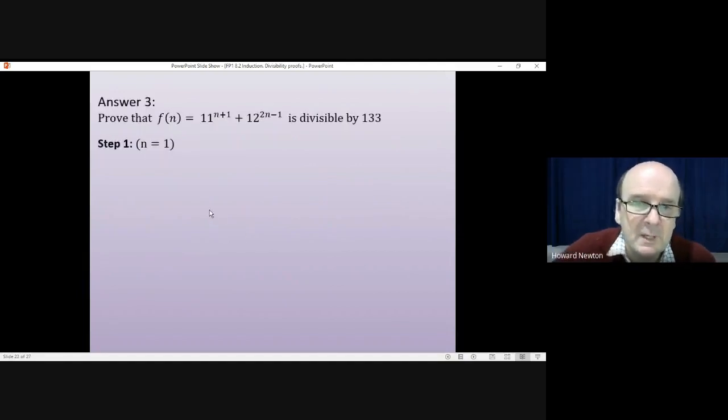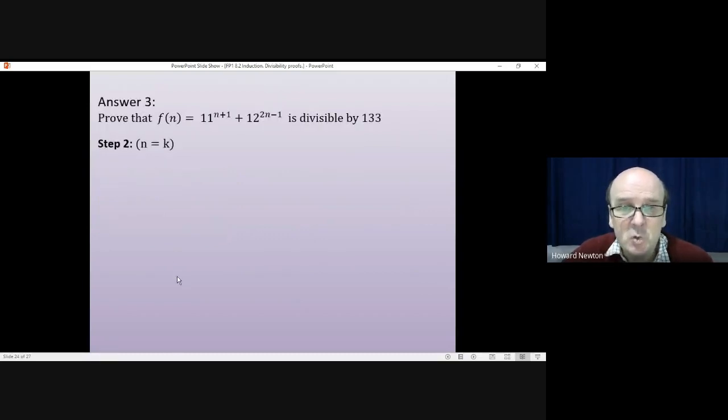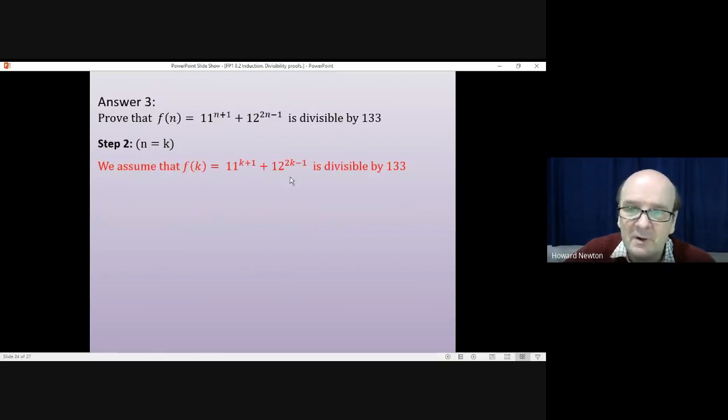Okay, we'll go through this quickly. First of all, put n equals 1 into the expression. That gives us this. That simplifies to that, which is 133. Is 133 divisible by 133? Yes, it is. Step 2, just substitute n equals k into the expression. Very little happening on that step.